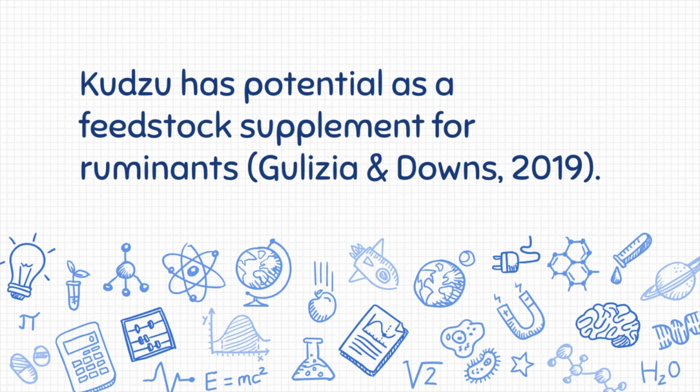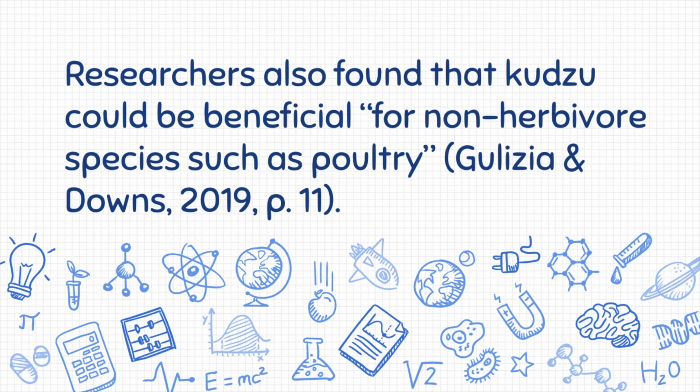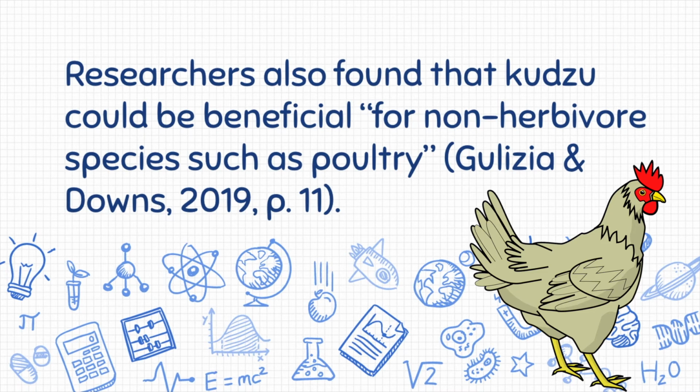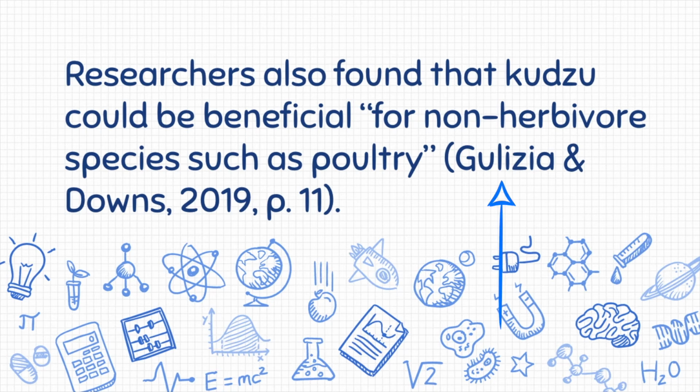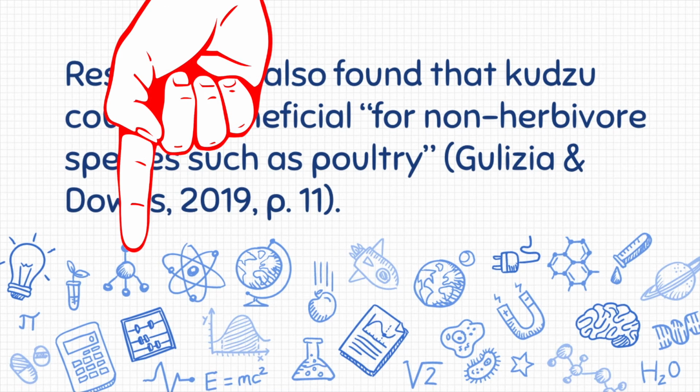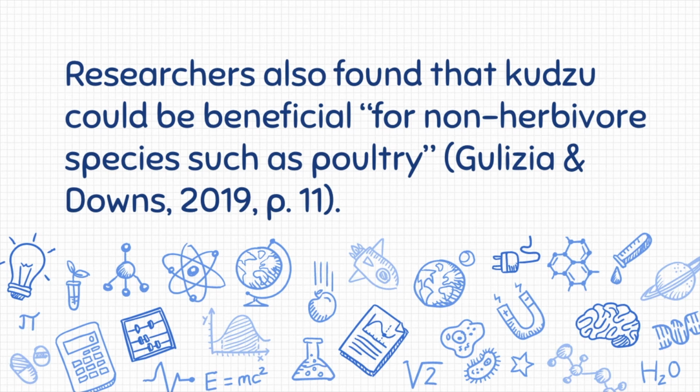If you want to use a direct quote, it's a very similar setup, except you want to add the page number or the location you got it from. So here we are, same source, but we're using a direct quote this time. Researchers also found that kudzu could be beneficial for non-herbivore species such as poultry. And then we're citing the authors, the year, comma, P for the page number and the page number we got it from. Now, if it's a series of pages, you'll put PP, and I'll show you a link in the description for how to exactly format that if you're using a direct quote.